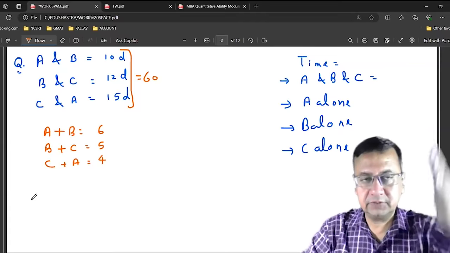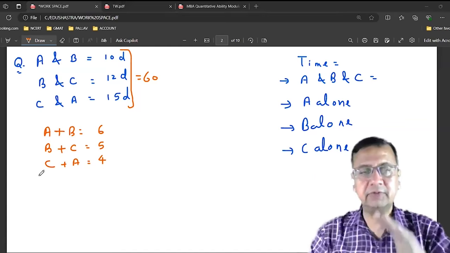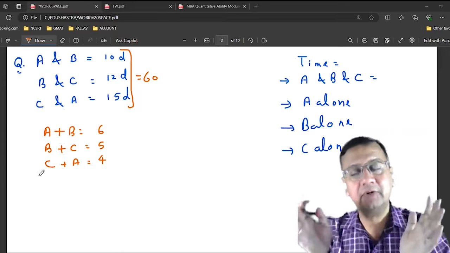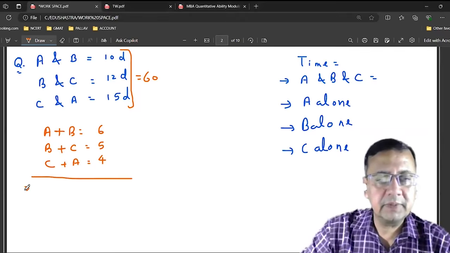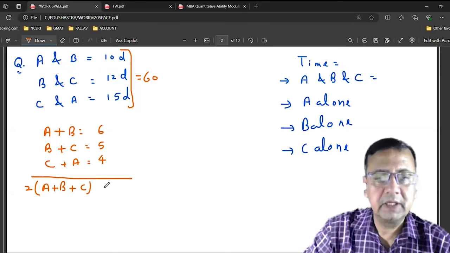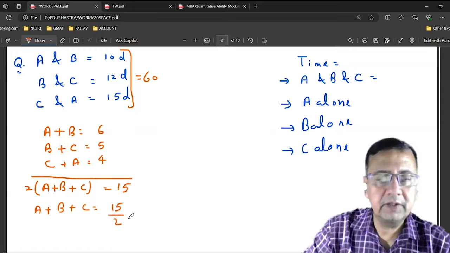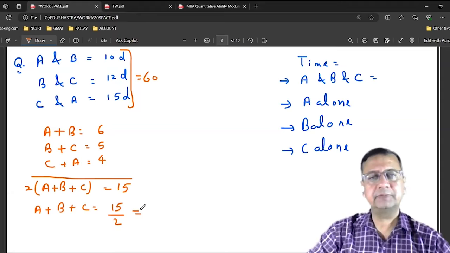And now see, Ashna, you are adding these things. If you are adding the right hand side of the equation, you have to add the left hand side of the equation. I cannot do half operation with any equation. Okay. So if I am adding, this is coming out to be 2 times A plus B plus C, which is equal to 15. Done. So A plus B plus C is equal to 15 divided by 2, right?